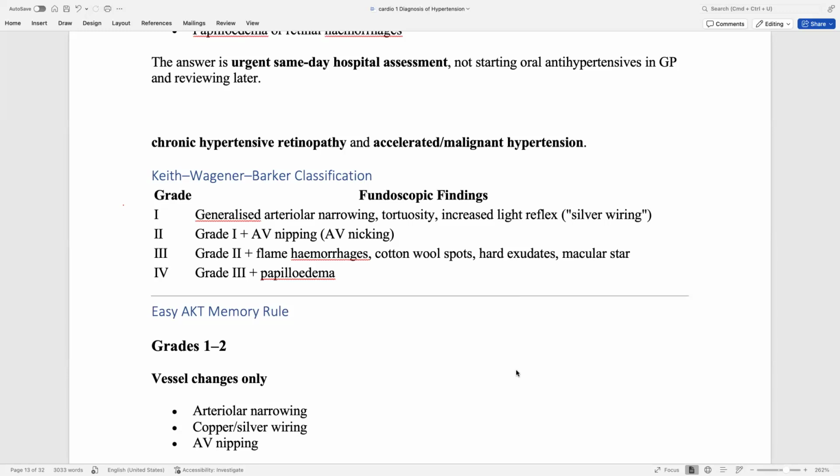Atherosclerosis will lead to ischemia. Ischemia will lead to, at the beginning, soft exudate, then hard exudate, then hemorrhage because of new vascularization. Ischemia will lead to new vessel formation. This is proliferative retinopathy. That is the diabetes type.